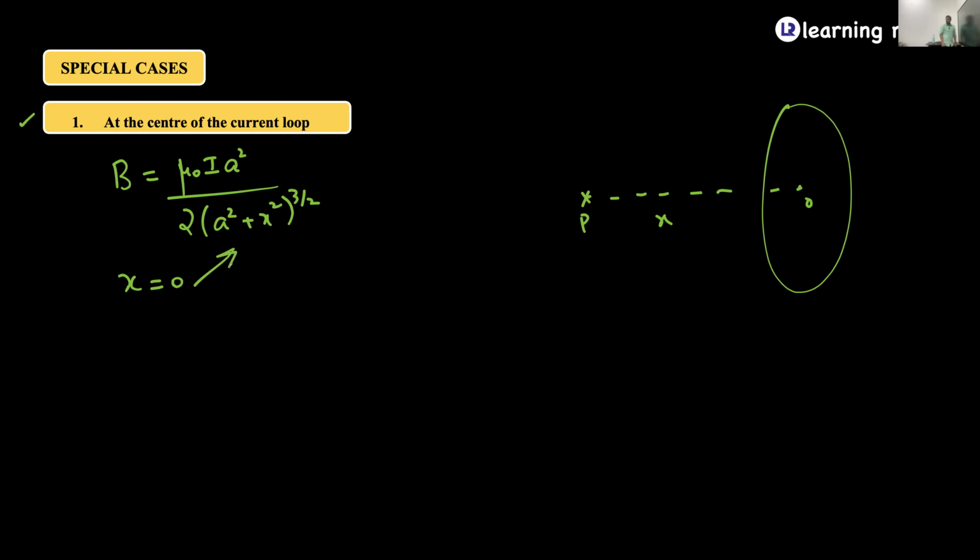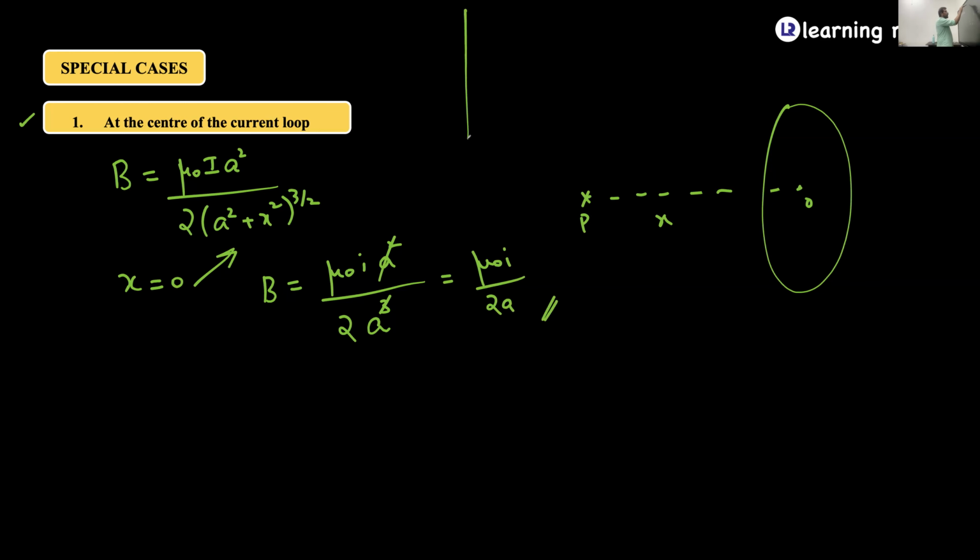It's not an approximate value. You take it and substitute it here. Then what is going to be the value of B? It will be mu naught I a square by 2 into a square the whole power 3 by 2, which is a cube, so B is mu naught I divided by 2a. Okay. So here I want you to make an important note.